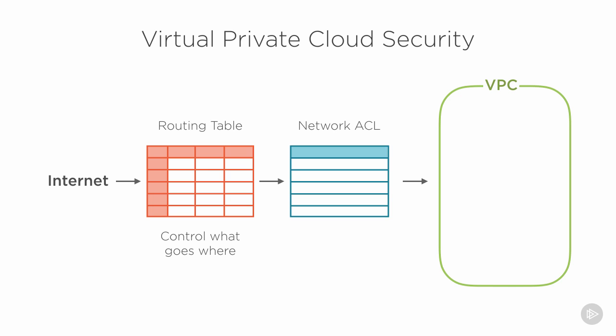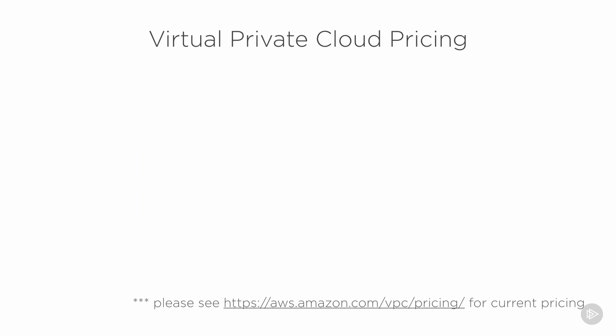Network access control lists, or ACLs, act as subnet level firewalls, allowing or disallowing IP ranges for both incoming and outgoing connections. By utilizing both network ACLs and route tables, you can ensure that your instances have multiple levels of security. Virtual Private Cloud pricing is extremely simple.